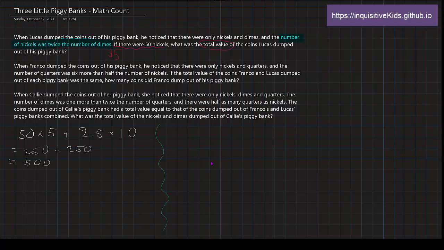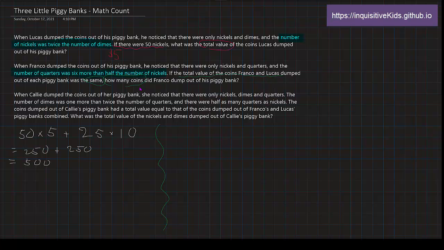When Franco dumped the coins out of his piggy bank, he noticed that there were only nickels and quarters. And the number of quarters was 6 more than half the number of nickels. If the total value of the coins Franco and Lucas dumped out of each piggy bank was the same, then how many coins did Franco dump out of his piggy bank? So how many coins, not what's the value of the coins.